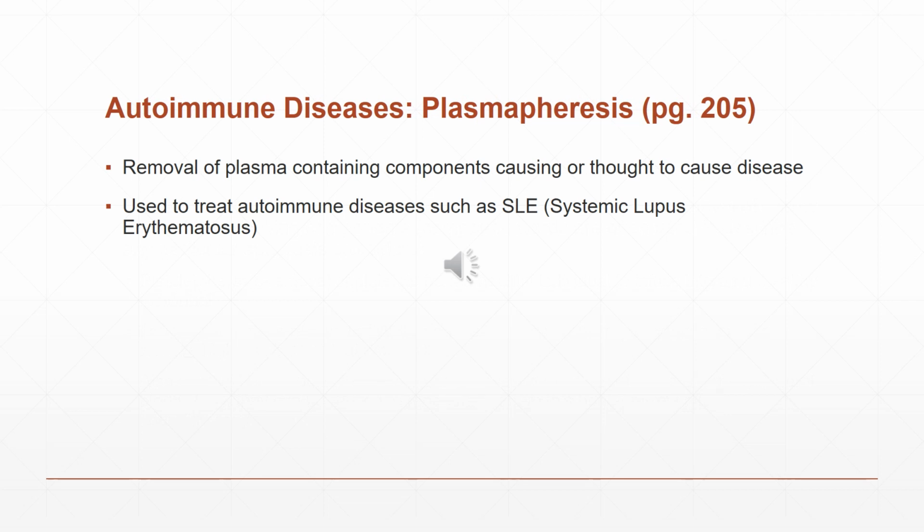Plasmapheresis is the removal of plasma containing components causing or thought to cause the disease. They use this to treat autoimmune diseases such as SLE, systemic lupus erythematosus, which you can find on page 205. They remove the plasma, and once that is done, it is replaced by a substitute fluid such as saline, fresh frozen plasma, or albumin. Thus, the term plasma exchange more accurately describes the procedure. Besides SLE, they also use it for Goodpasture syndrome and myasthenia gravis, and I've also seen them use it for thrombotic thrombocytopenic purpura.